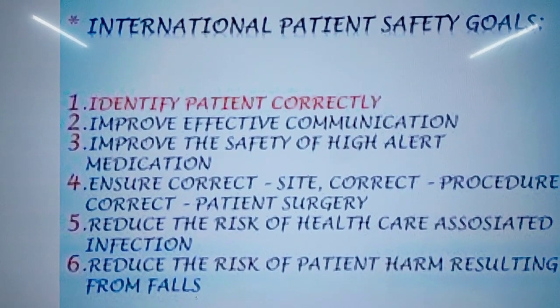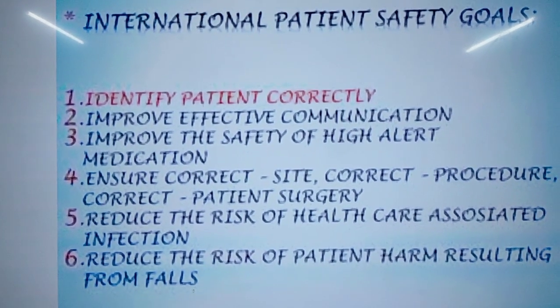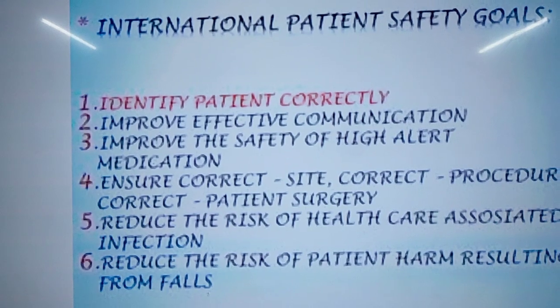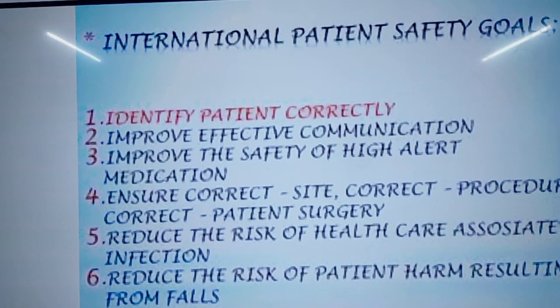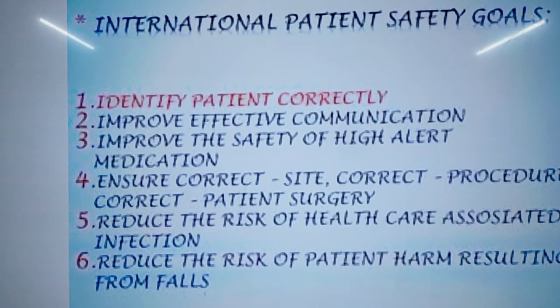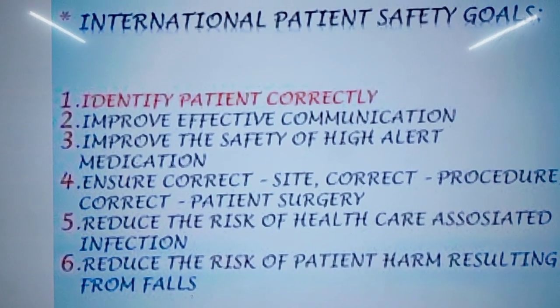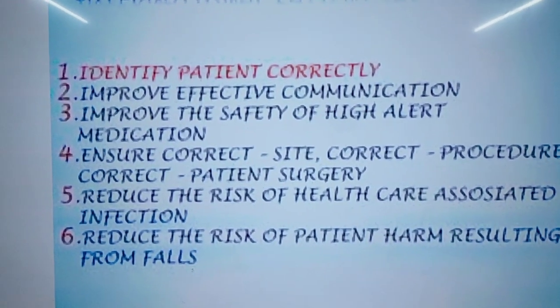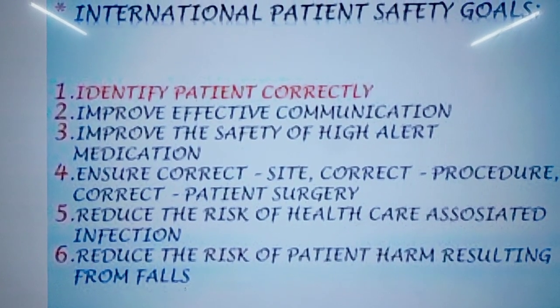Fourth, when to do it? Fifth, who and where to do it? And number 6 is what happens if we fail to do it. So let us move ahead with each one first. First one, identification of the patient correctly. What does it mean?